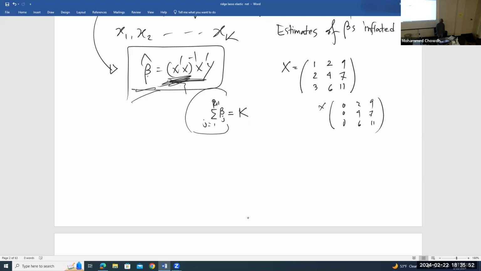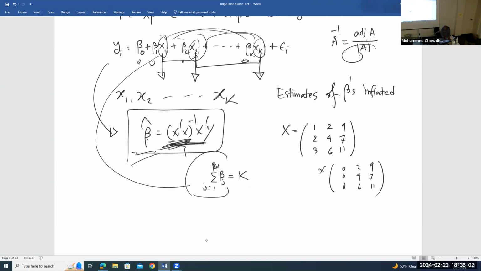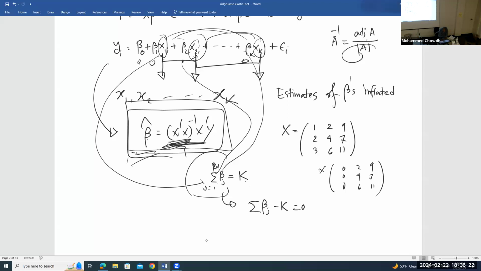So you have decided, well, if there are 20 explanatory variables, some of those 20 coefficients of the parameters corresponding to X get inflated here. You said, no, I would not let it happen. I want to put that the sum of these parameters should be equal to K. And that could be written as the sum of beta j minus K equal to zero, where j goes from 1 to p plus 1. Are you seeing something like a Lagrange multiplier? Are you noticing something of a Lagrange multiplier?